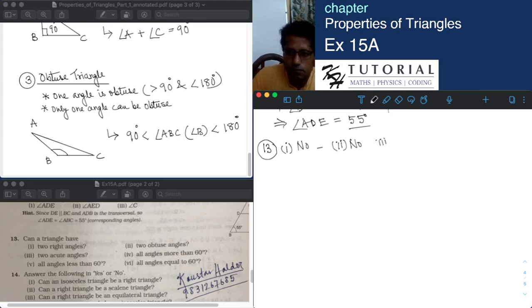3. Two acute angles. Of course, a triangle can have two acute angles. If the triangle is a right triangle, then we know that one angle is a right angle, that is 90 degrees, and the other two angles have to be acute angles, and their sum will be 90 degrees. So a triangle can always have two acute angles. So this is yes.